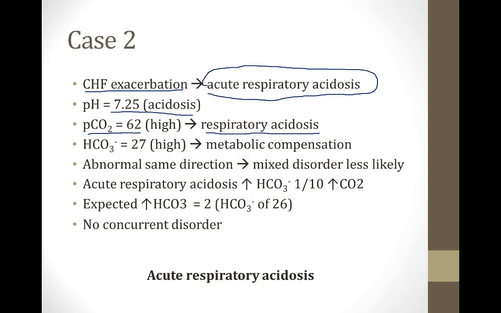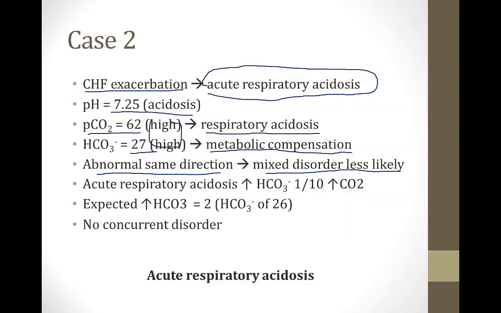Next, we look at the bicarb, and it's also high at 27. Normal is about 24, so we have metabolic compensation. And both the CO2 and bicarb are abnormal in the same direction. They're both high, so when they're abnormal in the same direction, it makes a mixed respiratory and metabolic disorder less likely.